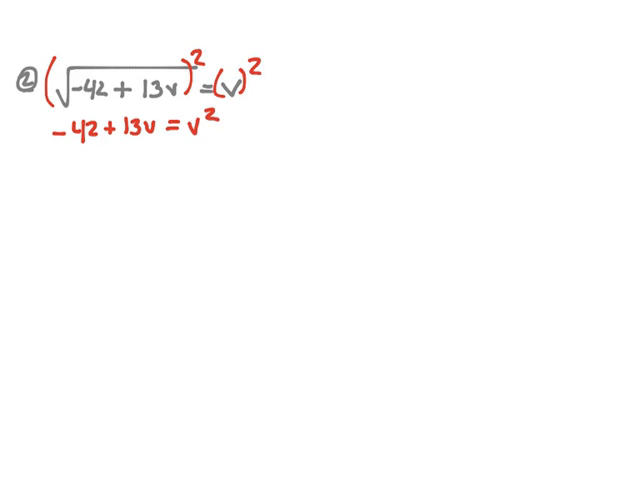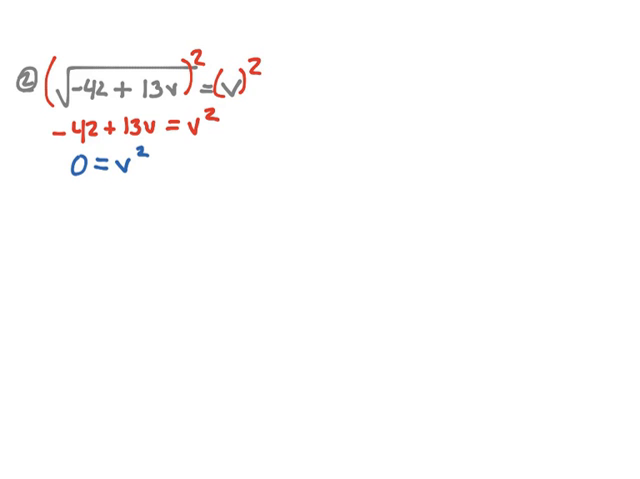So once again, I have a quadratic here. So I've got to decide what method I'm going to use to solve this quadratic. For me, I'm going to go ahead and use the factoring method, but if you want to use quadratic formula or graphing, that's alright. I'm going to go ahead and get this thing equal to 0 first. So what I'm going to do is go ahead and move that negative 42 and that 13v to the right hand side. So I'm going to start with a 13v.